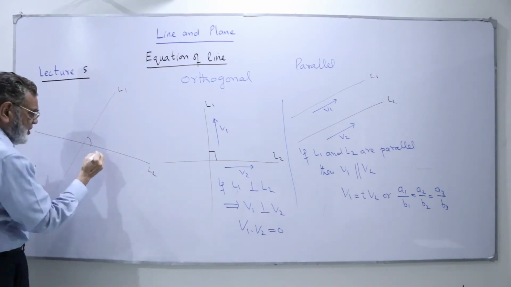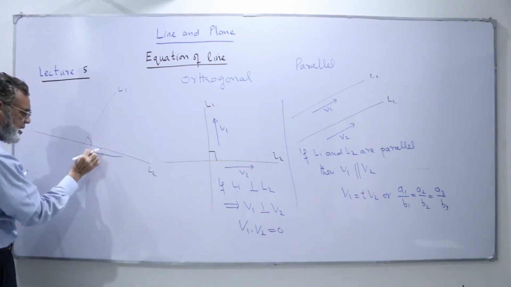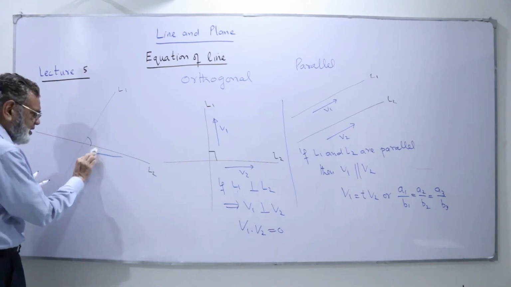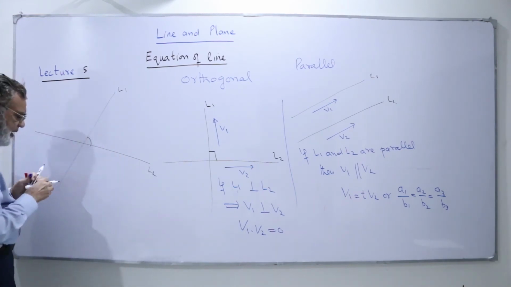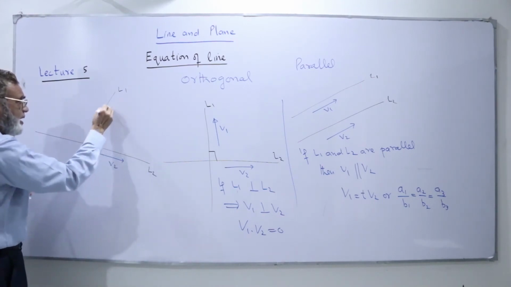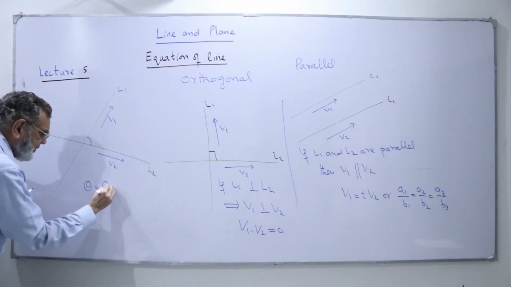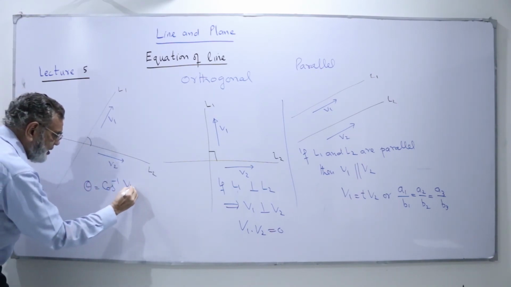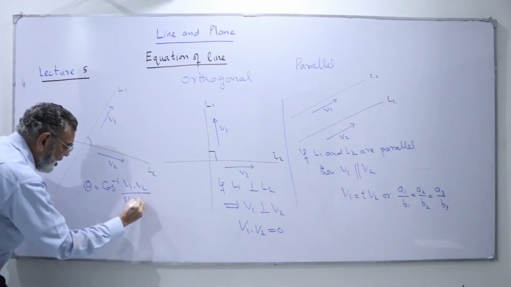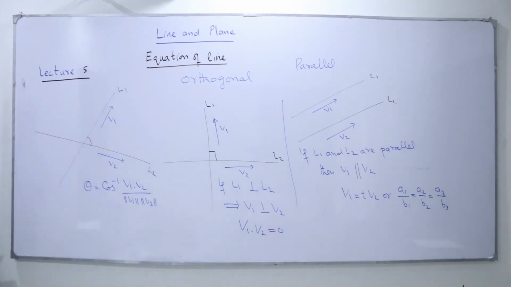We say the angle between these two lines is the angle between their vectors. We have the vector for the line parallel to line L1, and for L2 we find the vector. My vector for L1 is V1 and for L2 is V2. So my theta is equal to cosine inverse of V1 dot V2 over the magnitudes of V1 and V2. As we know how to find the angle between two vectors, we can apply it and find the angle between two lines.